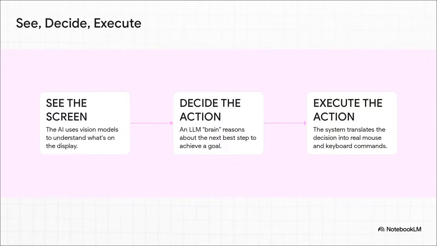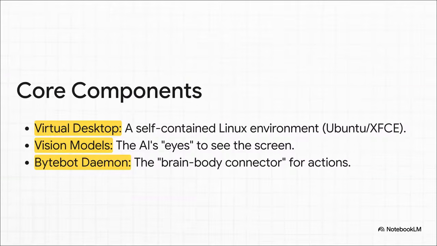It's really that straightforward. Of course, under the hood, there are a few key parts making this happen. The whole thing runs in a safe virtual desktop. Vision models act as its eyes, but the real secret sauce is this thing called the Bytebot daemon. The best way to think about it is as the AI's nervous system. It's the brain-body connector that takes an abstract idea like click the blue button and turns it into an actual cursor movement and a click.